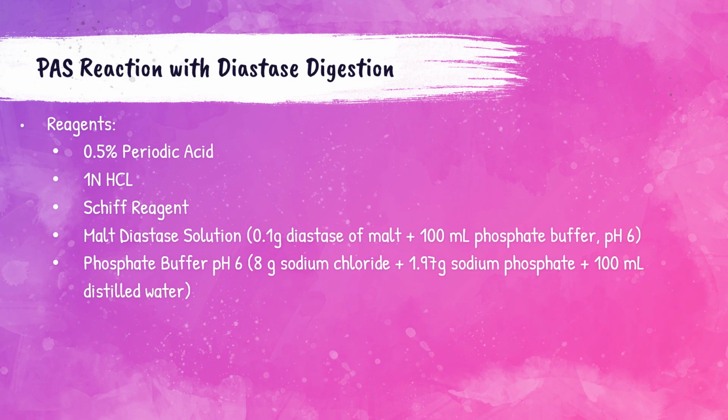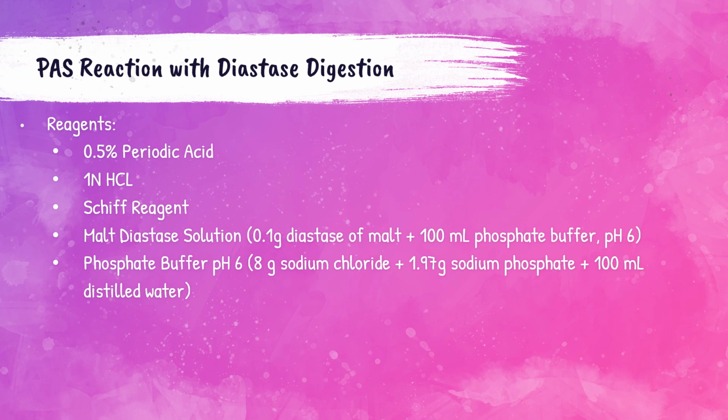The reagents for the PAS reaction with diastase digestion are the 0.5% periodic acid, 1 normal hydrochloric acid, Schiff reagent, and the 0.55% potassium metabisulfite, just like the regular PAS reaction. The only difference is the addition of the malt diastase solution and a phosphate buffer with a pH of 6.